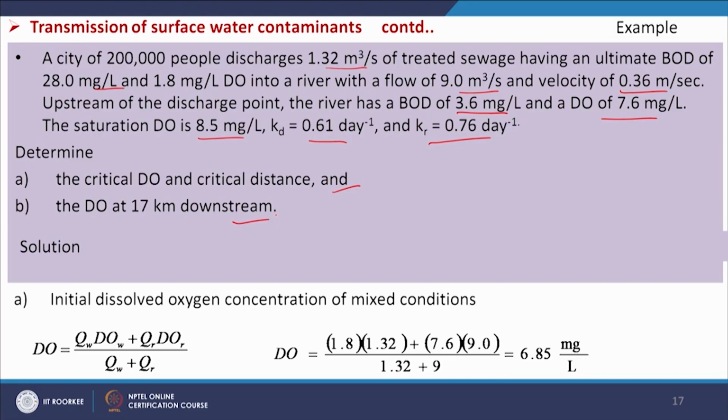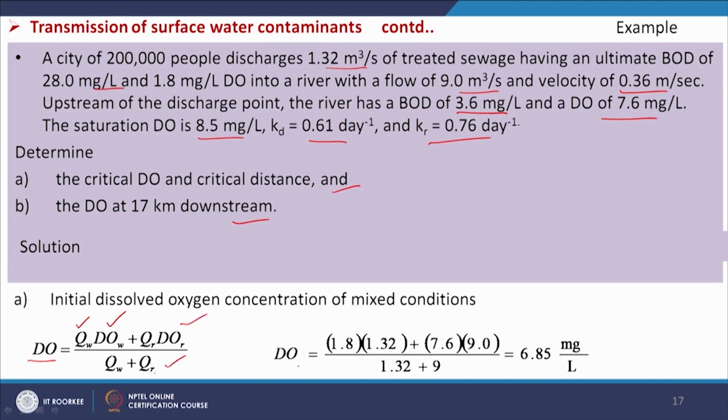Now, what we need to do? We have to calculate, after mixing, what will be the initial DO or initial deficit. So, DO after mixing, we have seen in the previous slide that DO mix will be (QW DOW plus QR DOR) by (QW plus QR).